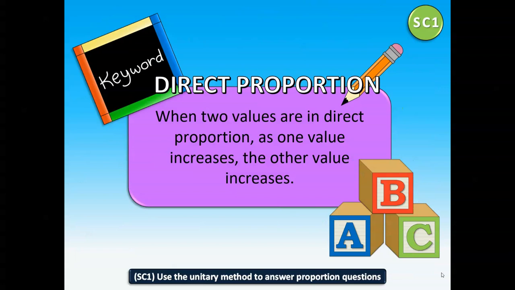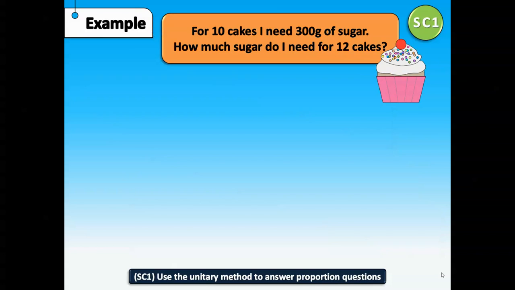So when two values are in direct proportion, as one value increases, the other value also increases at the same rate. So for example, for 10 cakes, I need 300 grams of sugar. So how much sugar do I need for 12 cakes?